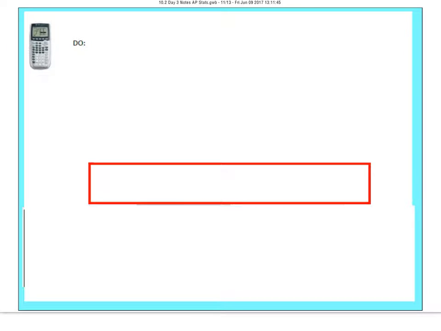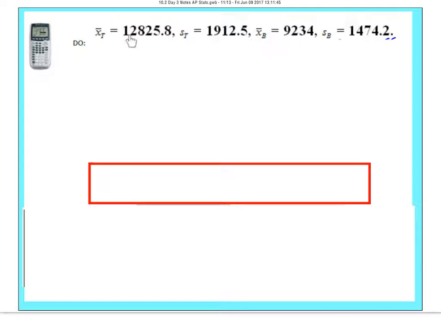We walk through the do portion, doing both the manual calculations and the calculator format. So first, manually, what I would do is put all the data in list 1 and then in list 2. Do a 1 variable stat on Target bags and a 1 variable stat on Bashas' bags. If you do that, you will get the corresponding mean and standard deviation for Target and that for the Bashas' bags.